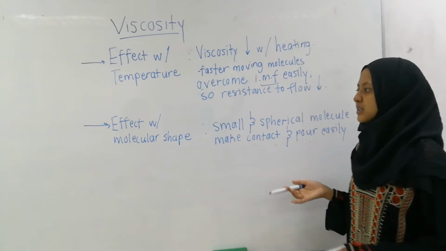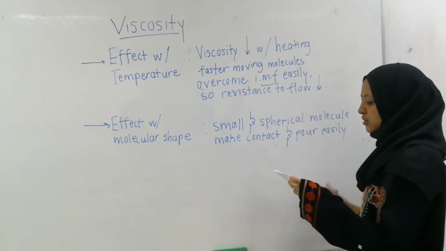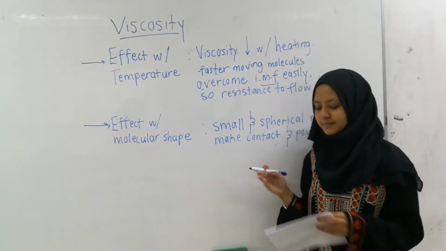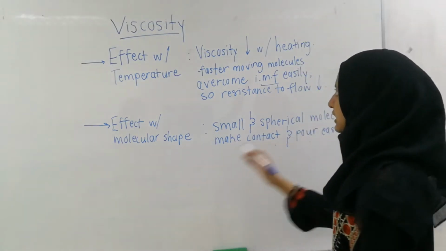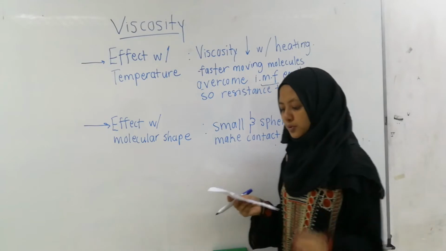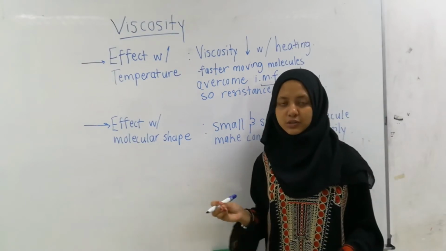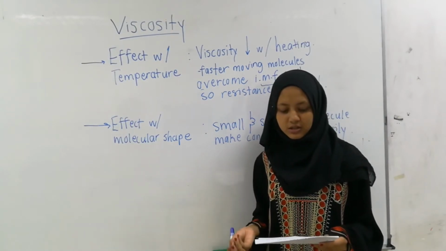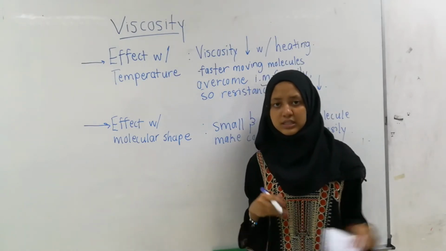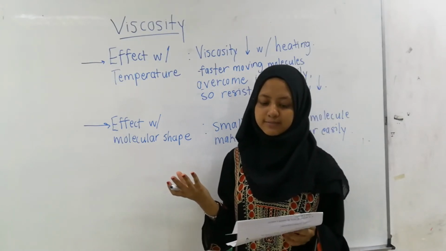So the next is the effect of molecular shape. Small and spherical molecules make contact and pour easily, while long molecules make more contact and become entangled and pour slowly. So in the topic that we are going to discuss, which is engine oil, they use polymeric viscosity improvers. When the oil warms, these molecules become long strands. When they become long strands, they will entangle with the long hydrocarbons. So it increases the viscosity to compensate for the thinning of the oil due to heat.